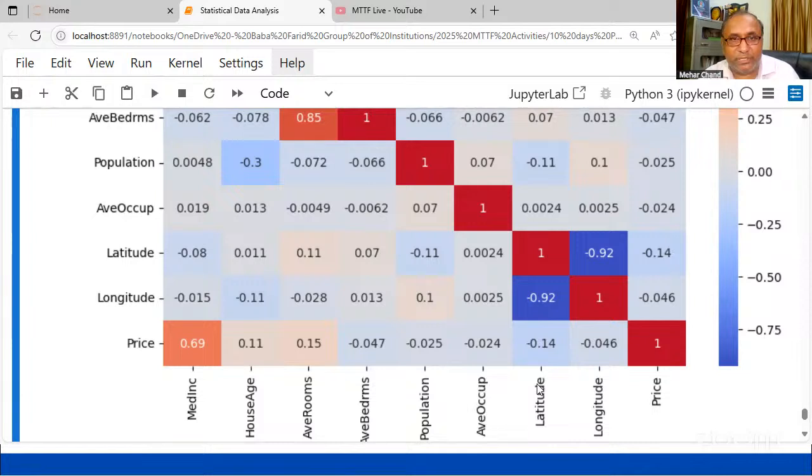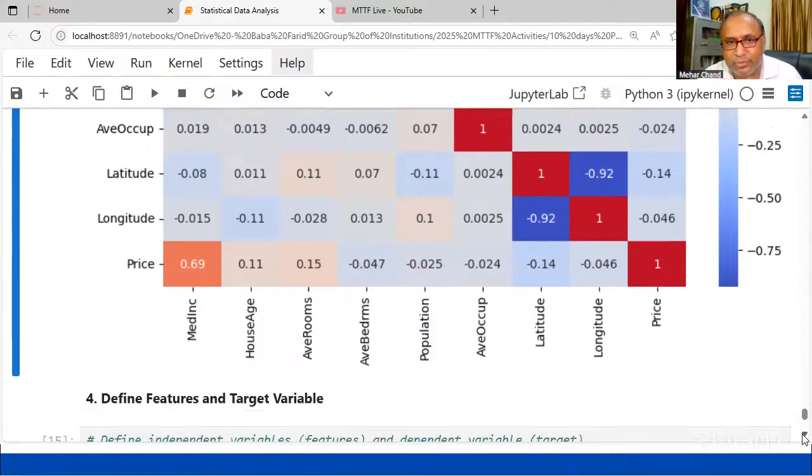So from this heat map we can easily observe which are positively correlated, which are negatively correlated, and which values are very small, very close to zero. Just like you can see here, 0.013 or minus 0.0049. So these are very close to zero, so there is very little correlation between these variables when you compare them.